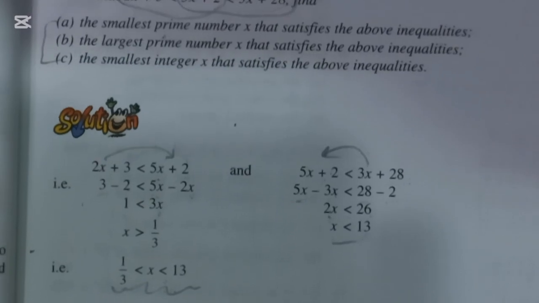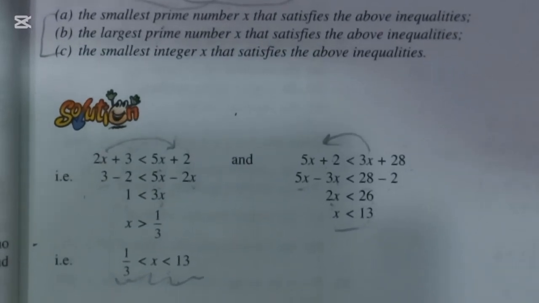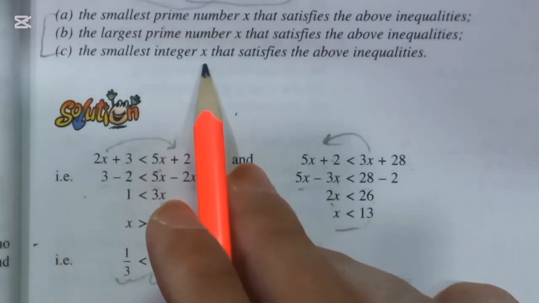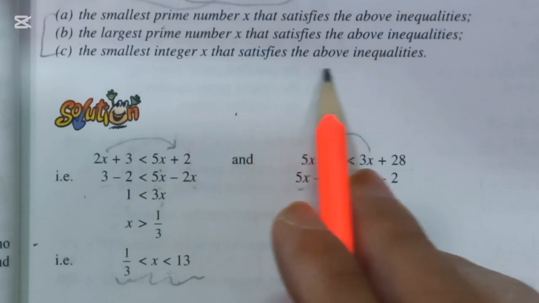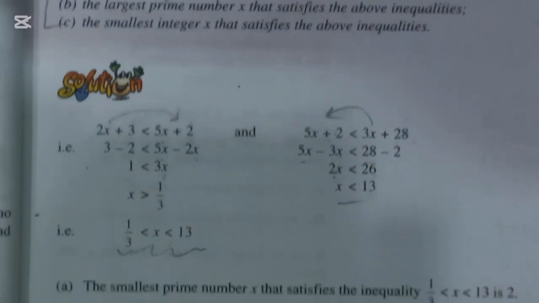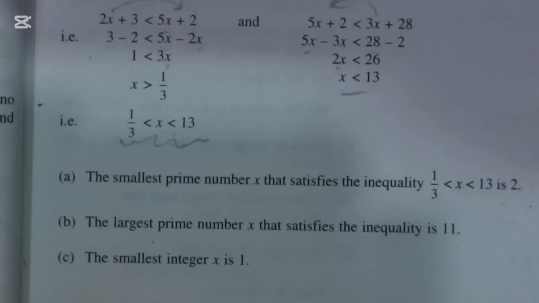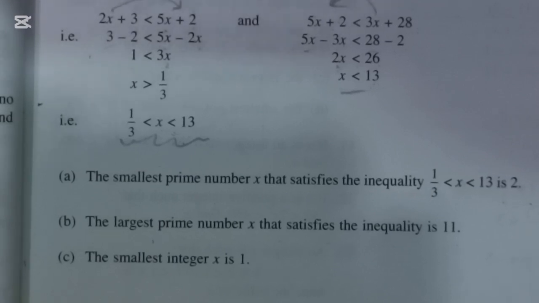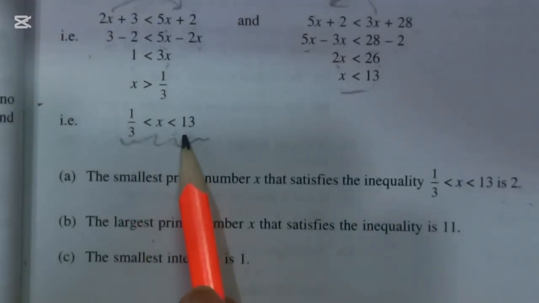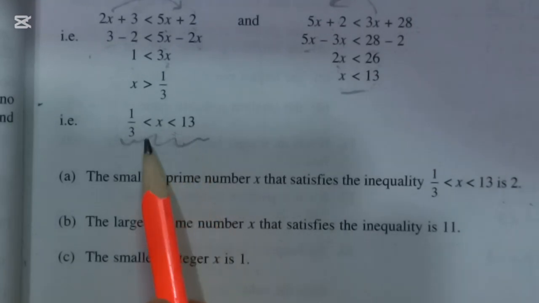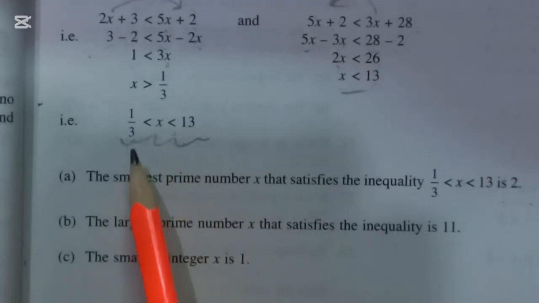And the last thing that is required in the question is the smallest integer x that satisfies the above inequality. And you know the integers are actually 0, plus minus 1, plus minus 2, plus minus 3, and so on. So from the inequality, you can see the smallest integer, so that x is greater than 1 by 3, means x is equal to 1. The smallest integer value is 1. So this is the answer.